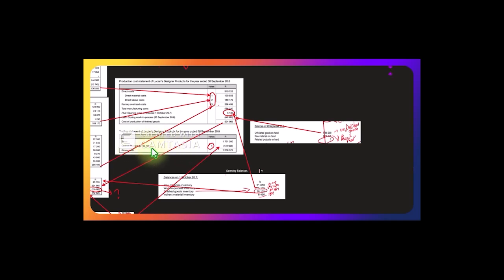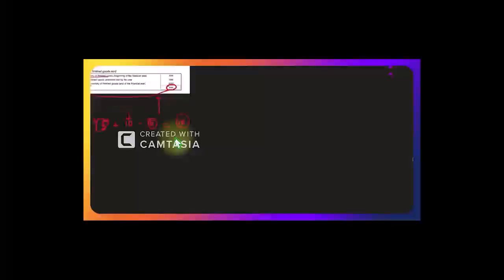You need to take the opening inventory of finished goods at the beginning of the financial year, plus the cost of finished goods produced, right? So you will take this, the cost of finished goods produced. All right. Then you minus the closing inventory of finished goods, which will provide you this.